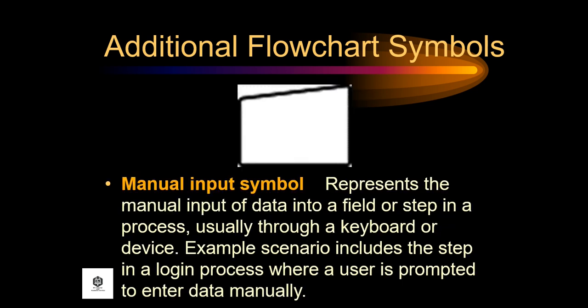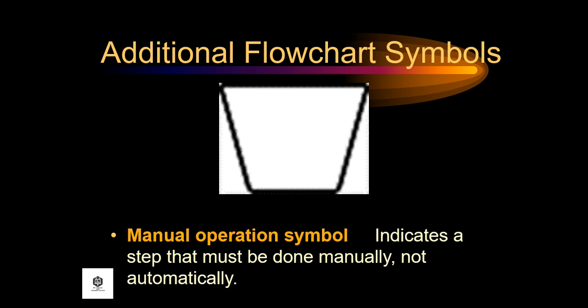Manual input symbol. Represents the manual input of data into a field or step in a process, usually through a keyboard or device. Example scenario includes the step in a login process where a user is prompted to enter data manually. Manual operation symbol indicates a step that must be done manually, not automatically.